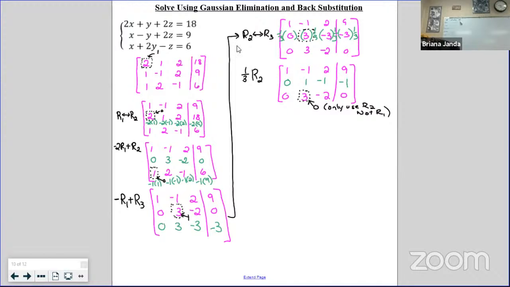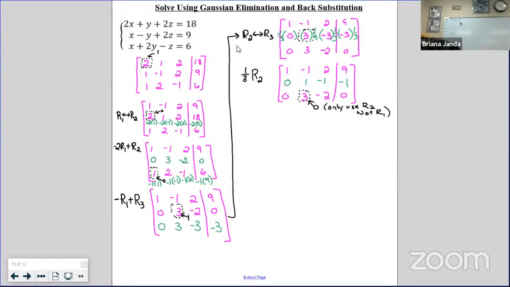Okay, I put a little note up there. Only use row 2, not row 1. It may be tempting, but if you use row 1, it will undo our progress, okay? Because it would put something back in that first column, and we don't want that. So only use row 2. So let's look at row 2 and what we can do.